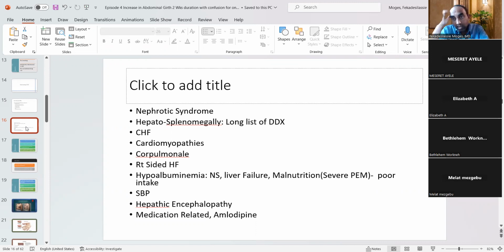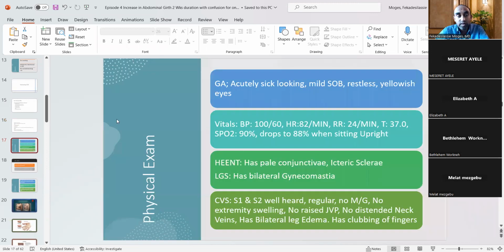The patient may feel weak. Yeah, tachypneic, right? We talked about shortness of breath, so you expect the respiratory rate to be high. So respiratory rate is 24 per minute. Okay.